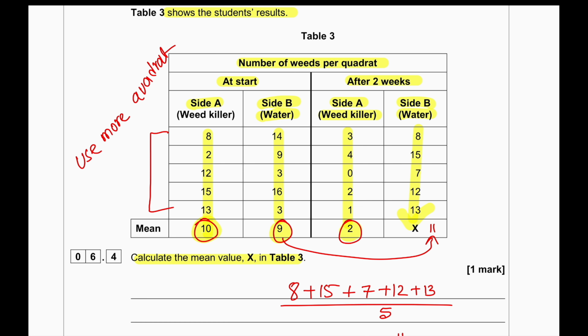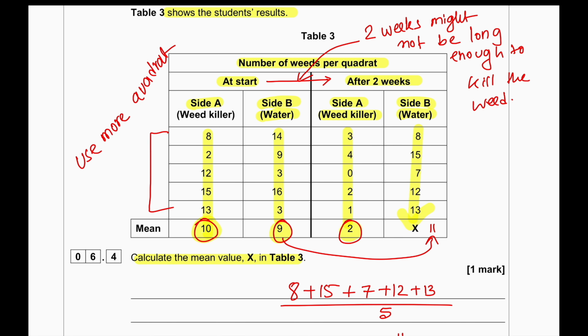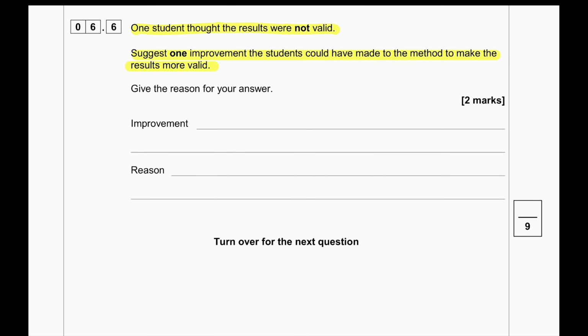The other thing that the student can also say is that the result was taken right after 2 weeks. 2 weeks might not be long enough to kill the weeds. Maybe a longer time is needed because we can see the number is still decreasing. So whichever improvement you think of, you also have to give a reason for how it improves the method.